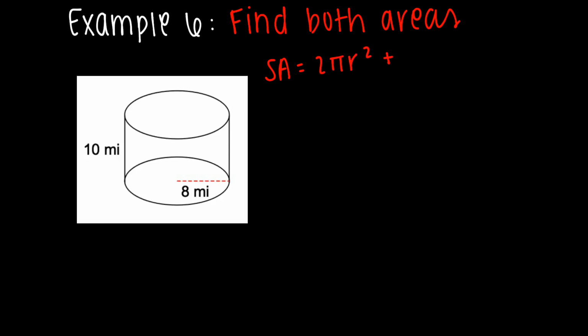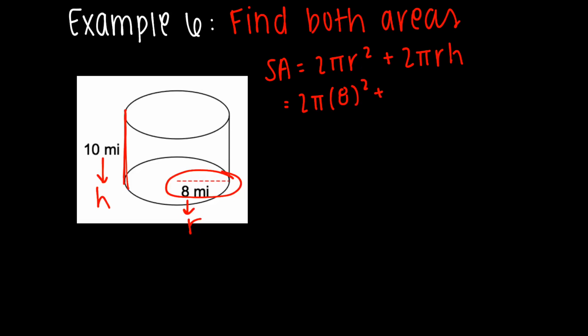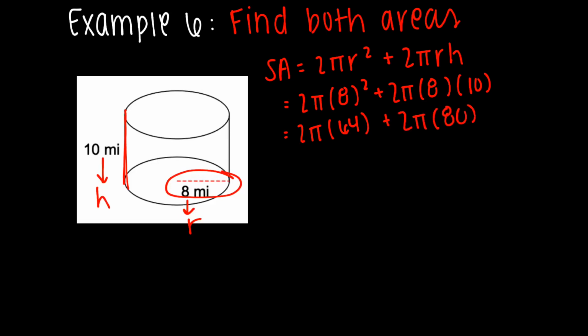Again, number 6, we're going to find both areas, so I'm just going to do it like I did on number 5. 2 pi r squared plus 2 pi r h. I made it easy again, and I have 8 is my radius, and the height that connects them is 10. So 2 pi, my radius is 8 squared, plus 2 pi, my radius is 8, times my height, which is 10. 2 pi, 8 times 8 gives me 64, plus 2 pi, and then 8 times 10 gives me 80. So simplifying the first part, 2 pi distributed into 64 gives me 128 pi. That's the area of both bases. 2 pi distributed into 80 is 160 pi.